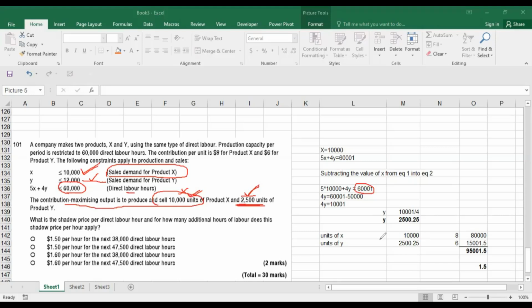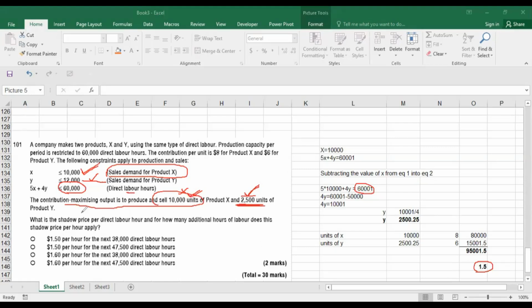And when I put this into this equation, it means my contribution will increase from 95,000 to 95,001.5. So $1.5 is extra, which every one additional labor hour will add. Every labor hour additionally will add $1.5. So this is my shadow price. We can give maximum $1.5 extra as shadow price.